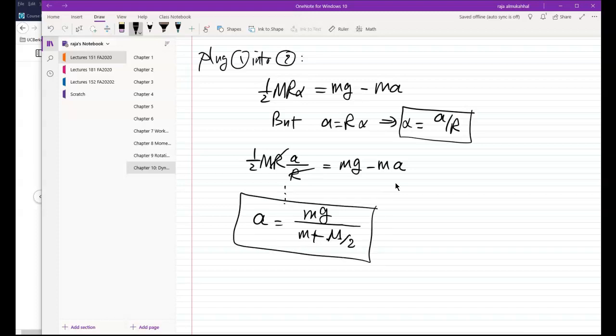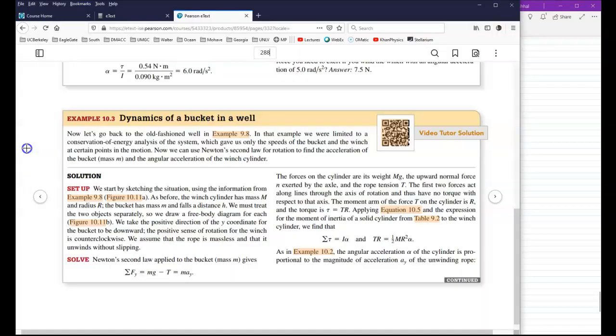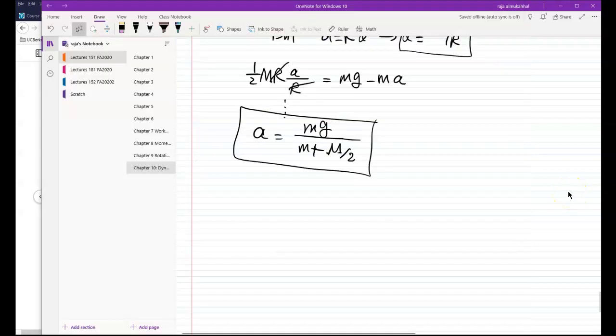Just like that. Okay? Now, I forgot what he is asking for. What else did he ask for? Now you find the acceleration and the angular acceleration. Well, the angular acceleration is easy. If this is the acceleration, well, what's the angular acceleration? Well, a equals alpha r. So therefore, alpha equals a over r.